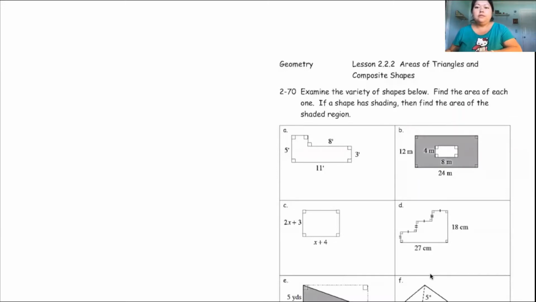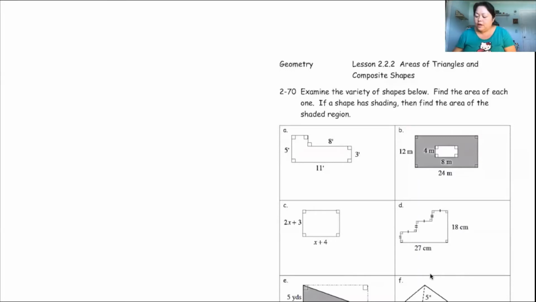Okay, we are on section 2.2.2 and we are going to venture into a slightly different topic. We're going to explore areas of shapes today, but it's areas of composite shapes. So composite means we're putting shapes together so that it's not just one rectangle or just one triangle. We're kind of putting together multiple triangles, multiple rectangles, or taking some parts out of the other.